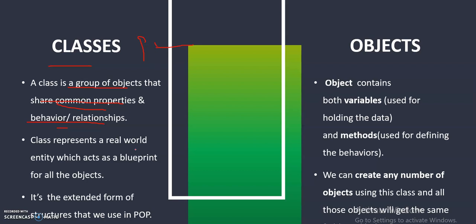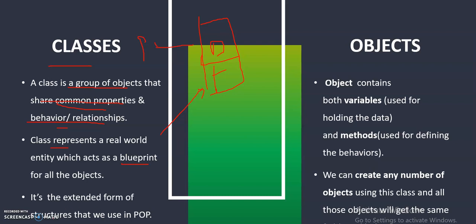So a class represents a real world entity which acts as a blueprint for all the objects. Like I showed you the block diagram of an object, here data is there, here functions are there. So the class represents the blueprint for these objects. Okay. Classes are the blueprint of these objects.